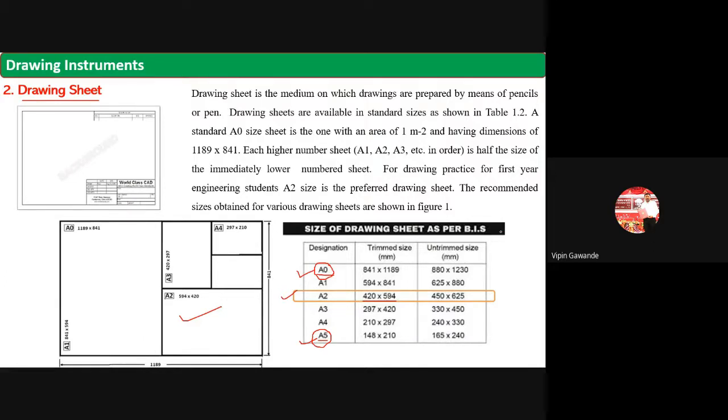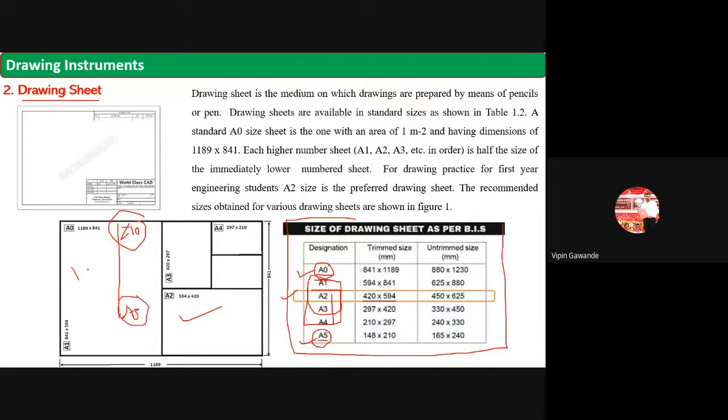Whenever you refer to any data, make MCQ questions from it on your own. From this table, they will ask about the designation, or they will give you A2, A3, A4 and ask which has the maximum size, or A1, A2, A3. You have to remember the sequence: it starts from A0 and goes to A5. A0 is the bigger one and A5 is the smaller one.